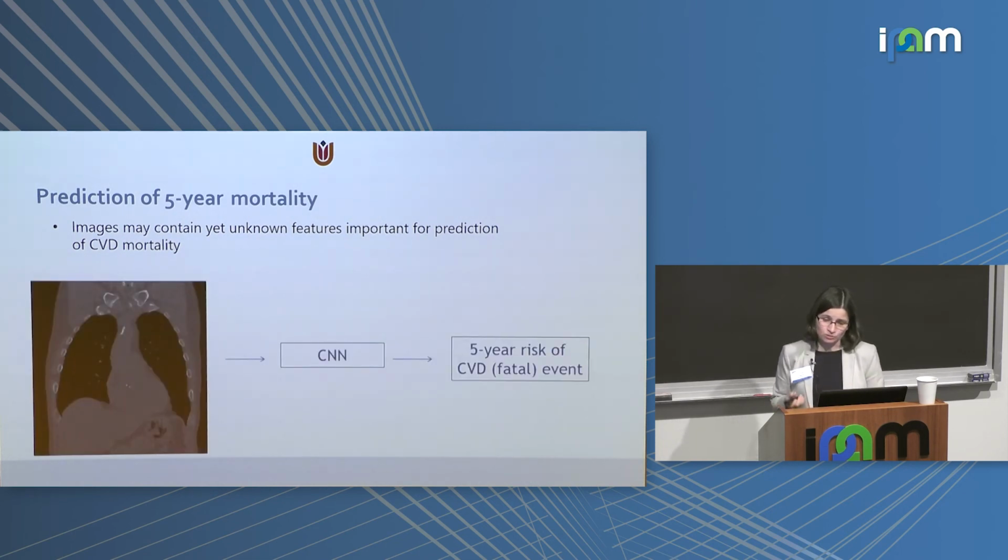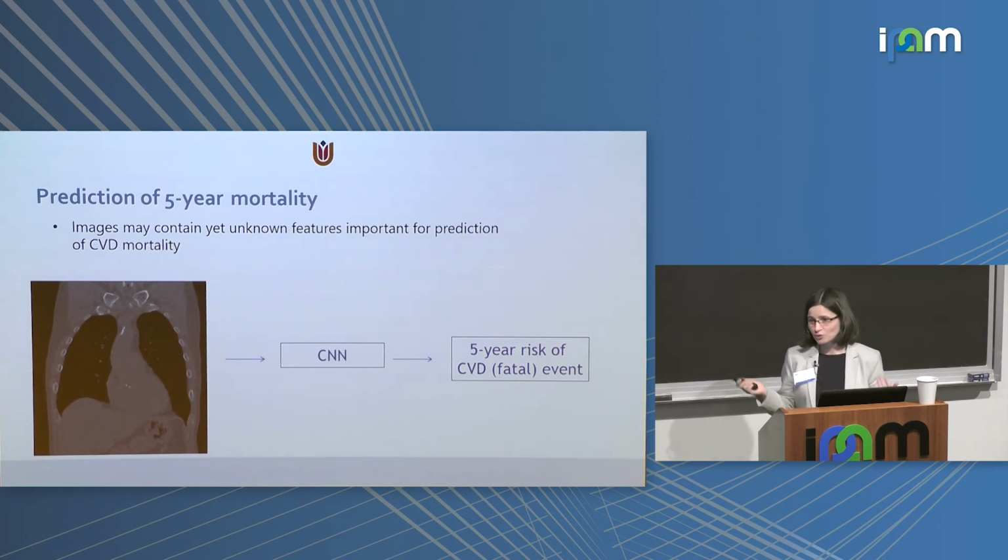So what we would ideally want is take a CT scan and run some CNN and have a prediction of a risk of 5-year event. And then ideally we would look back and try to identify in the image what has caused the prediction. We tried this and we couldn't get anywhere.